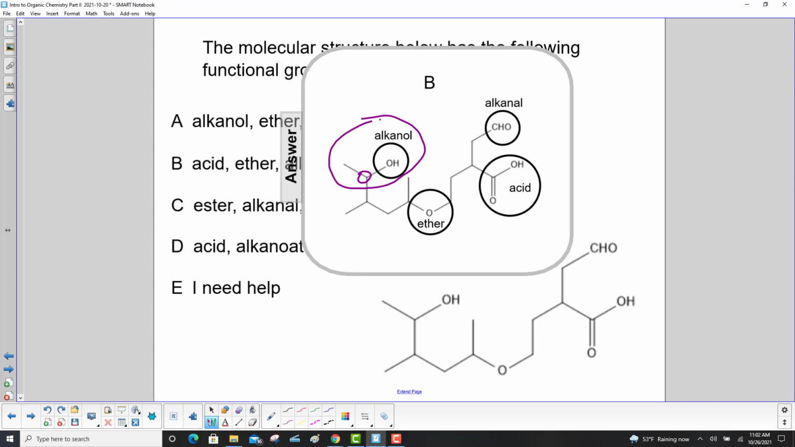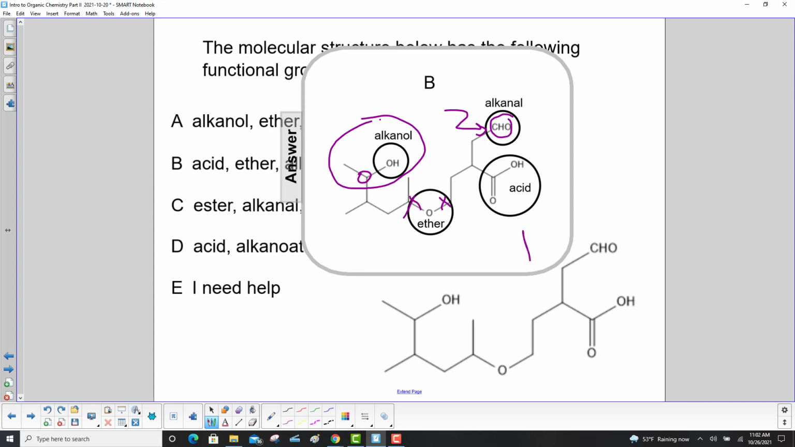Next, and this is always the easiest one, right? We have ether, which is a single O bonded between two alkyls, okay? Then the top right, we have an alkanal. And an alkanal is a CO connected to an H, that's what we have there, connected to a terminal carbon. That's the terminal carbon on that particular branch.